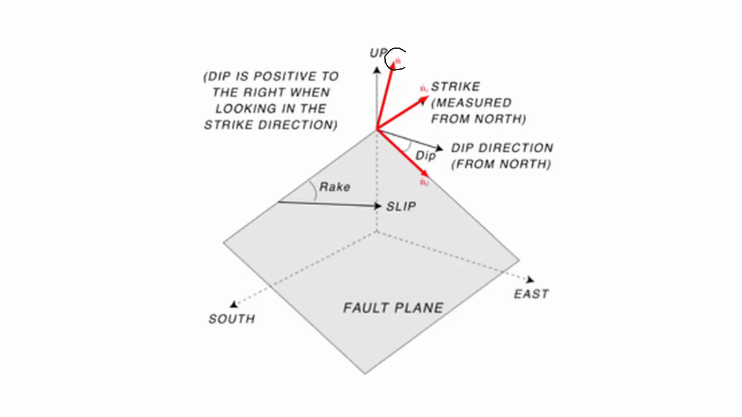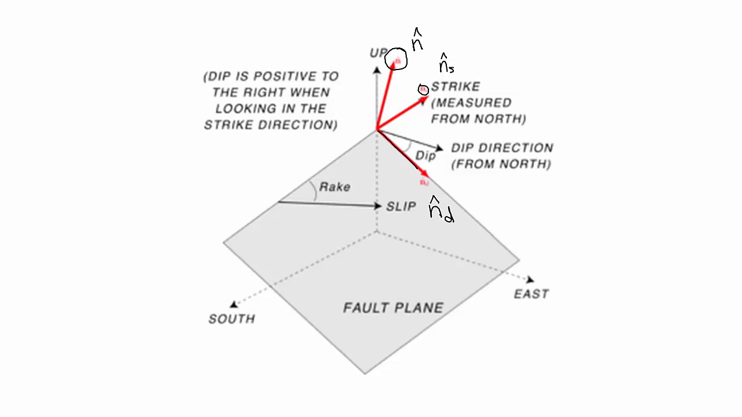You can see it. But this is a unit vector n that's normal to the fault plane, okay? This is n, in case you can't see it. This is a unit vector nd, that's in the direction of the dip, right? And then this is a unit vector ns that's in the direction of the strike, okay? So this is just a way to define our plane, okay?